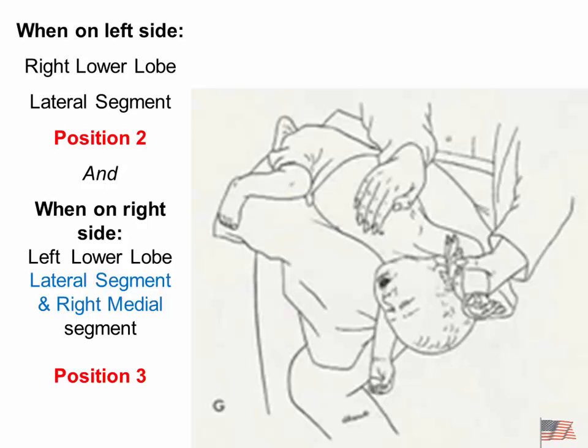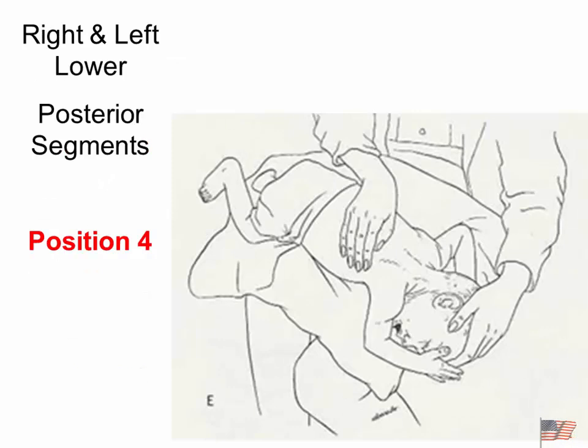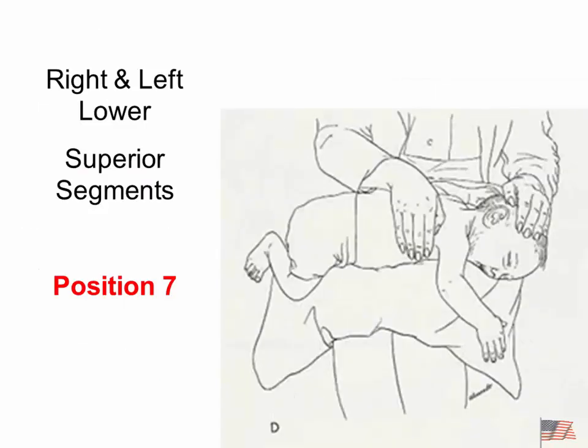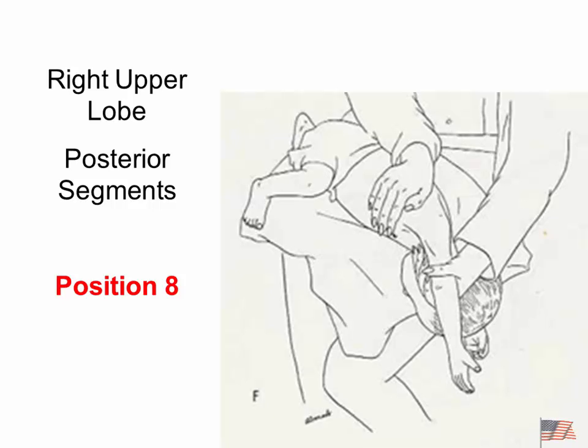Right and left lower lobe lateral segment, again turned on their side. Right and left lower posterior segments, so they're lying on their belly, on your knees. Right middle lobe, lateral and medial segments. And then the right and left lower superior segments lying flat. I feel like we're trying to suffocate that baby. Nah, we're not. They do well.